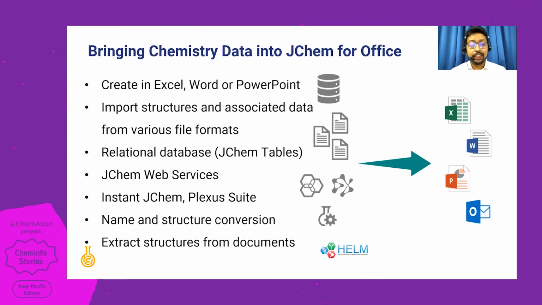Alternatively, if you're using Instant JKM or Plexus Suite, then you can readily export the data from these applications in a JKM for Excel file format. The exported file can be directly opened in JKM for Office. Furthermore, if you have names or structures, or a heterogeneous mix of names like IUPAC name, common name, CAS numbers, InChI keys, or SMILES, you can directly convert all of them into structures using a single button in JKM for Office.